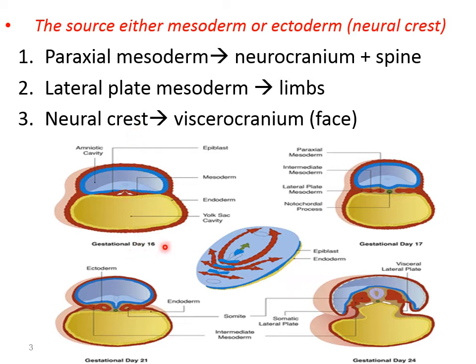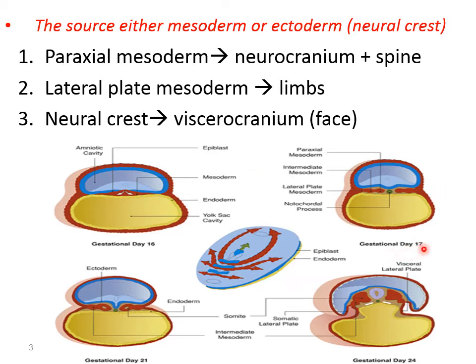Here we can look at the development of an embryo through gestational day 16, 17, 21, and 24. In gestational day 16, we have the amniotic cavity, the yolk sac cavity, and the epiblast, and the formation of mesoderm and endoderm. The epiblast differentiates into these three layers.